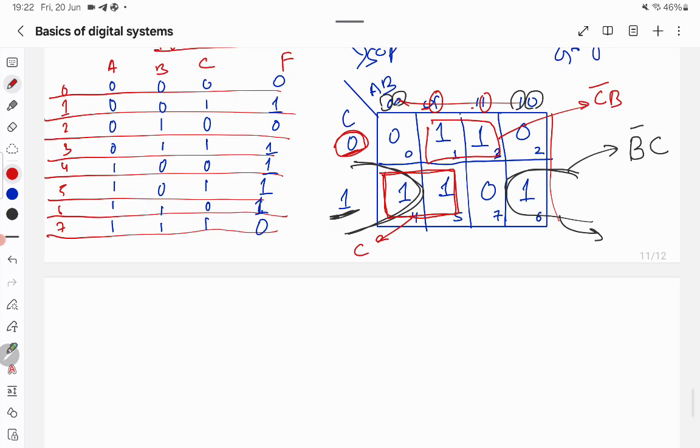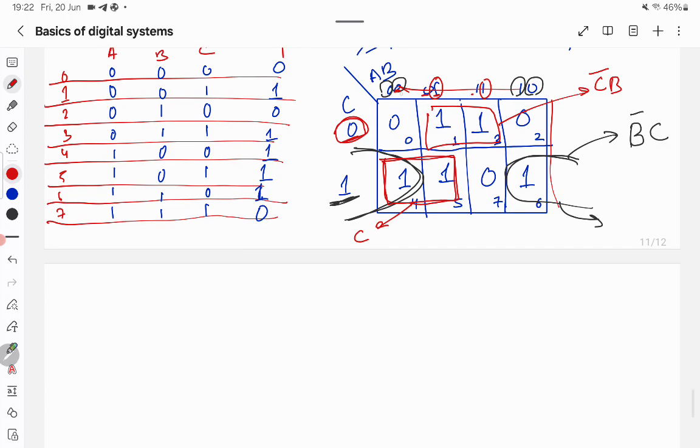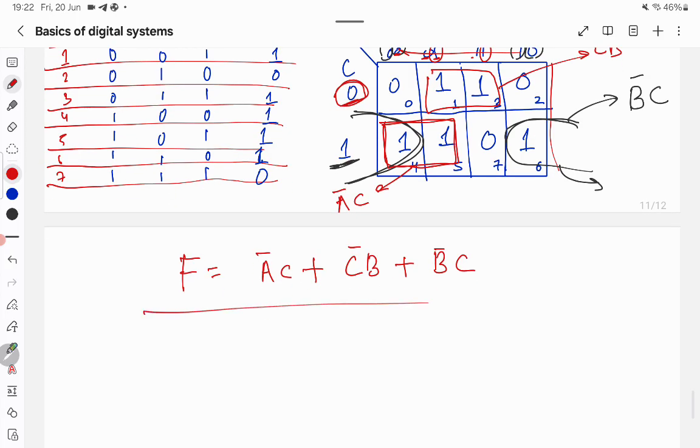But look here, B is 0 and this is 1, so B is changing and A is not changing, 0 and 0, so I will write A complement and C. So the minimized form F will be A complement C plus C complement B plus B complement C. Okay, this is the minimized form of the equation.